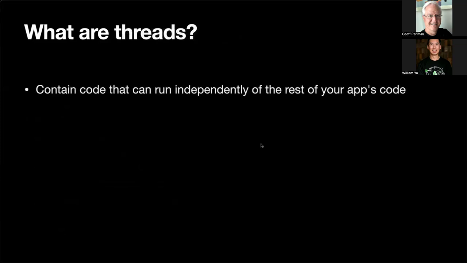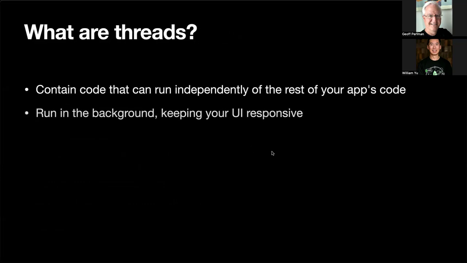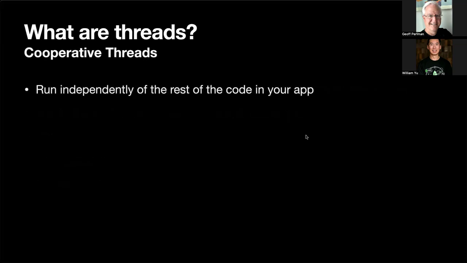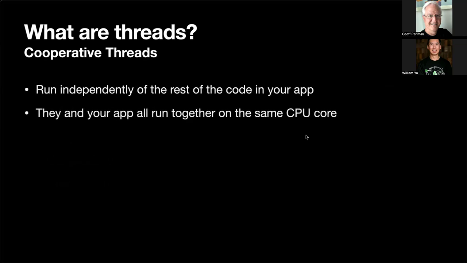Okay. So what are threads? Well, again, if you're here, you probably already know what threads are. They contain code that can run independently of the rest of your app. They run in the background, keeping your UI responsive. And now we have two types. For a long time, we had one type, and that was cooperative threads. Now we have cooperative and preemptive threads. Cooperative threads run independently of the rest of the code in your app. They and your app all run together on the same CPU core, and this is probably the thing that really separates them from preemptive threads.